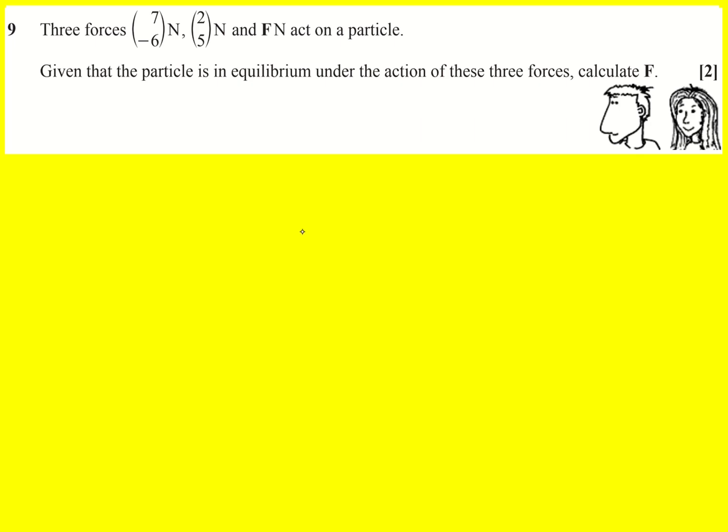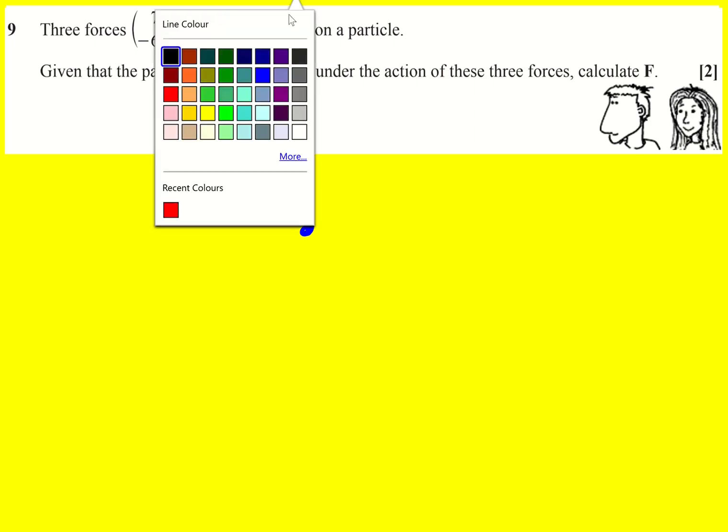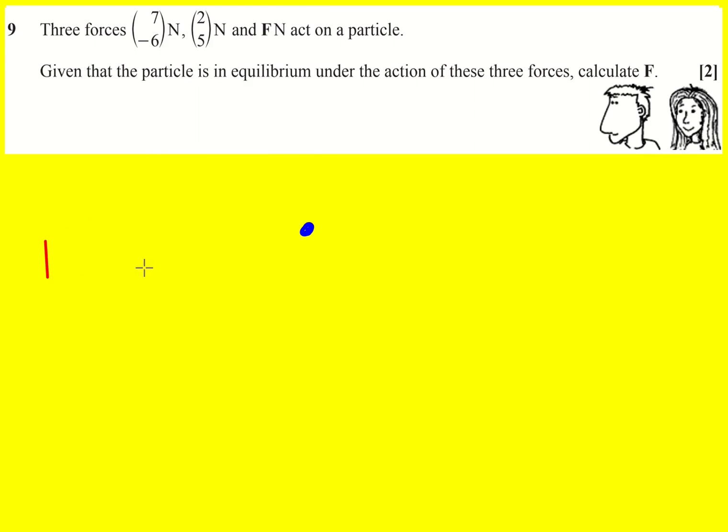We have three forces acting on a particle. So I'm just going to sketch this particle and then add the forces. I'm going to use red arrows for this. So then we've got 7, minus 6. I'm going to actually sketch it reasonably well to scale. So it's going to go along 7 and down 6. It's going to look a bit like this. And for vectors you typically use filled in arrows.